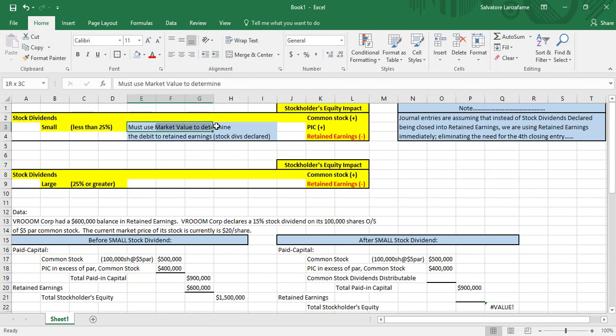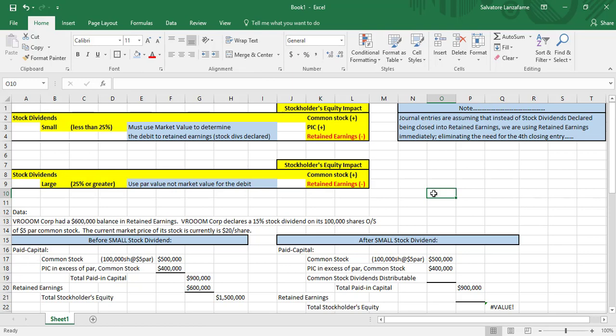Okay. And just one other comment here: when we do large stock dividends, you have to use the par value, not the market value. I'll just keep it simple for the debit. Okay, so I'll put that in blue as well. So when we're in a small stock dividend scenario, we have to use market value to figure out the debit to retained earnings. When we are in a large dividend scenario, 25% or greater, we use the par value, not the market value, to determine the debit.